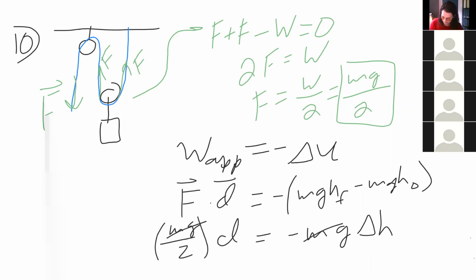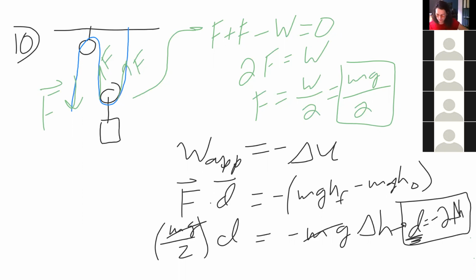Notice mg cancels out of both sides, and what we get is that d is equal to the opposite of 2 times delta h. What this tells us is that the distance that our applied force must be applied is, first of all, in the opposite direction of the motion of the canister, which is good. That's what the negative sign tells us. But it also must be twice the change in the height for the canister. And then the last two parts here are going to ask about the work done by specific forces.